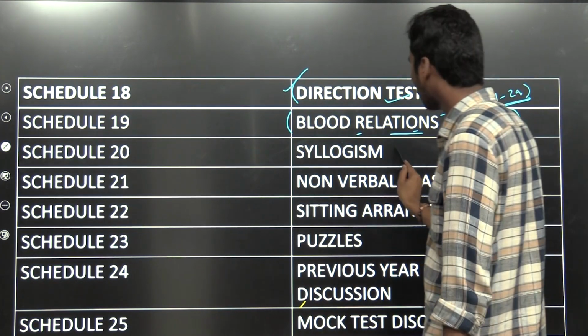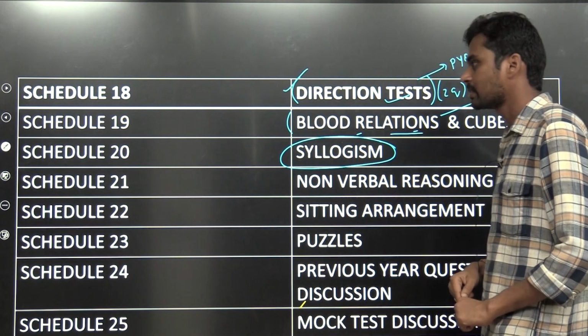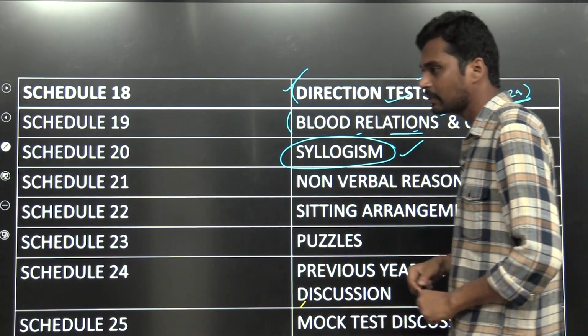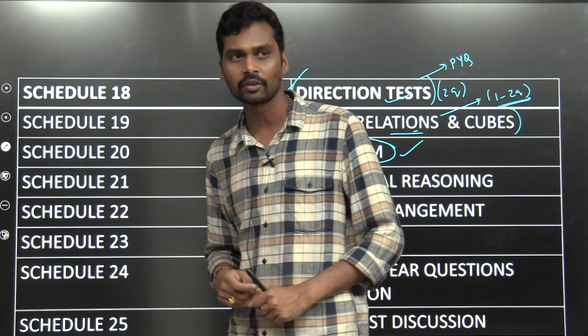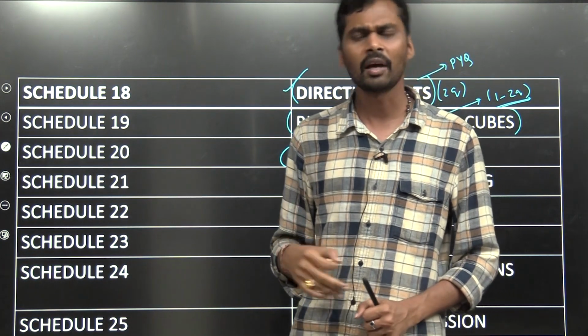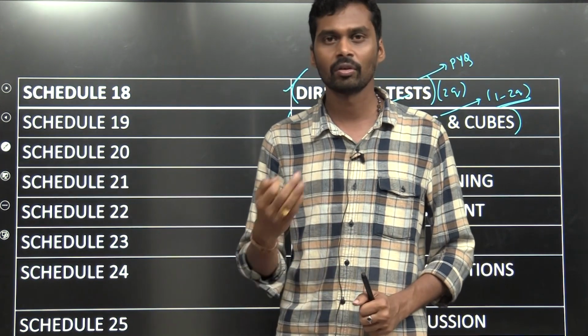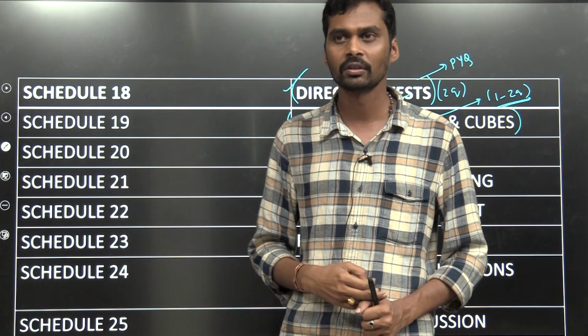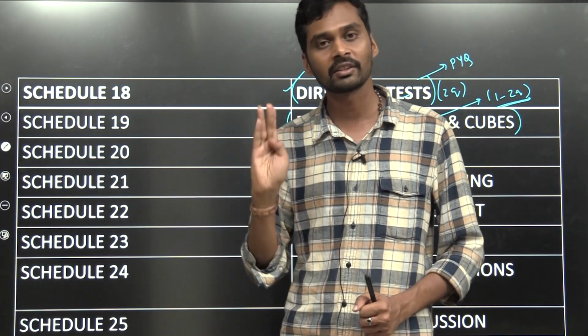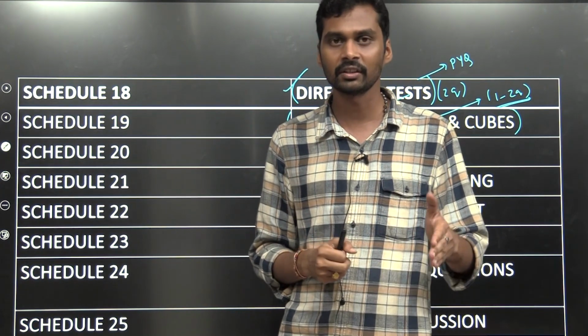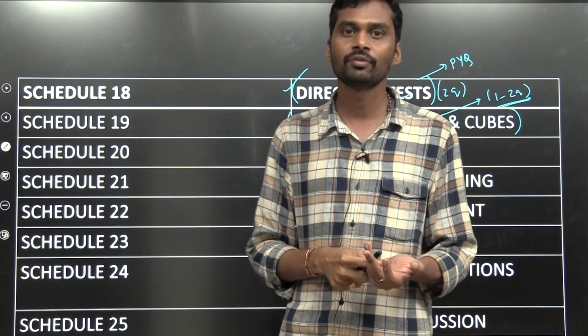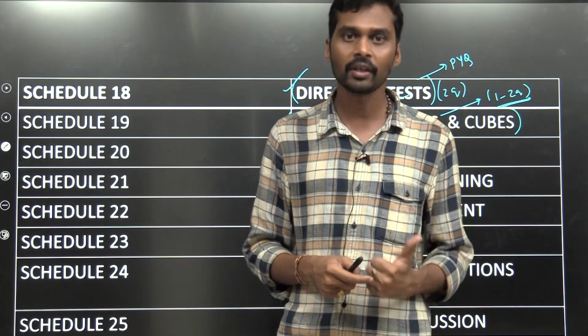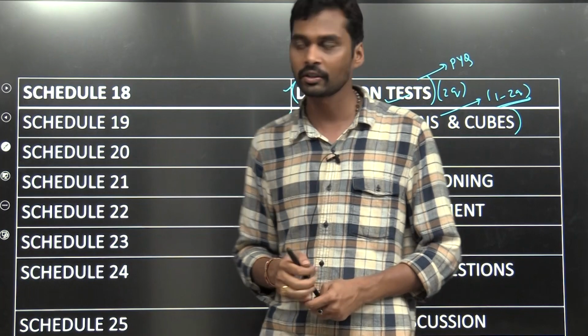The next one is the syllogism topic. Syllogism is another very important topic. From 2018 onwards, you have had one question every year, definitely, minimum 1 to 2 questions. In the last 3 years, you have had a minimum of 2 questions from this topic. In 2022, you had 3 questions from syllogism.